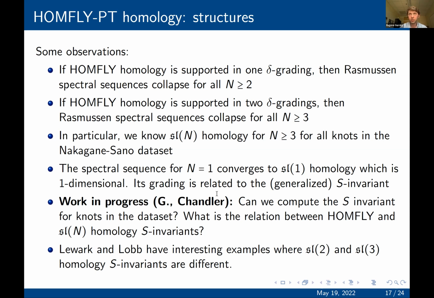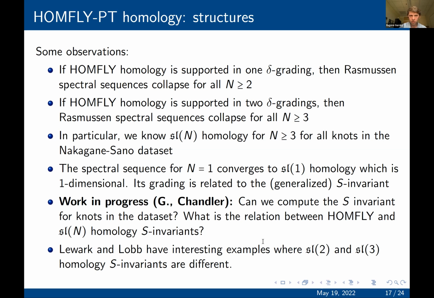This can be explained because you have the same underlying HOMFLY homology, but the spectral sequences to SL2 and SL3 kill different things. And I think the expectation, which I don't want to say formally, is that maybe they're different, but maybe we can at least make a uniform bound for all these s invariants, that they're not too far from the HOMFLY s invariant, but that's work in progress.